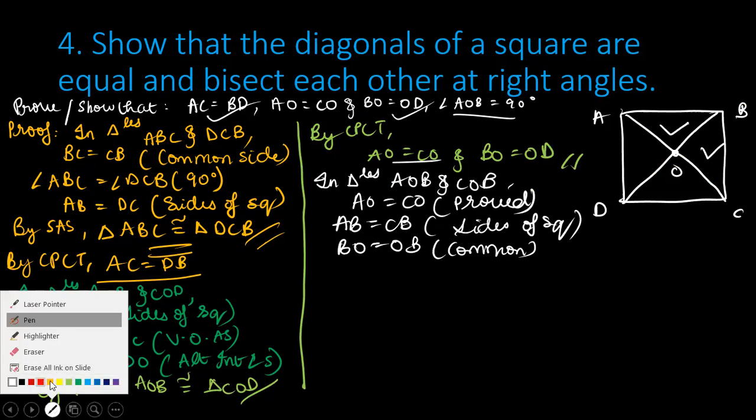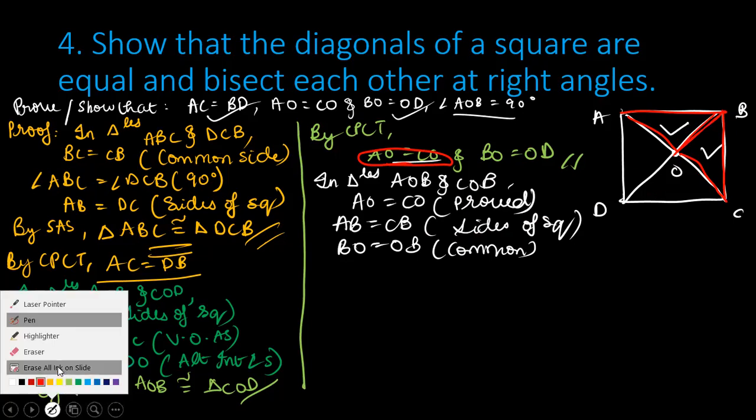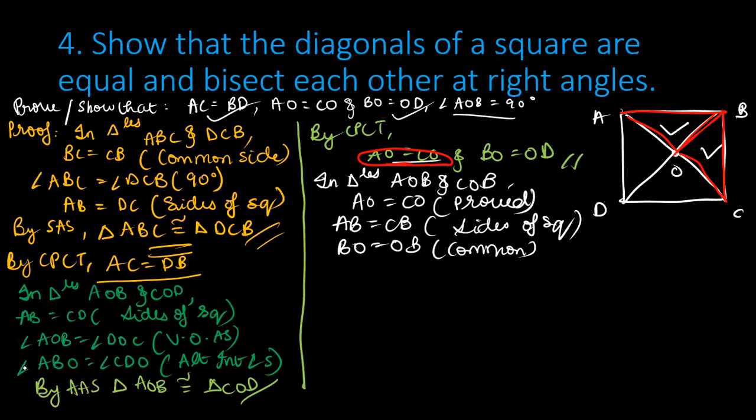Let me just again show to you by using another ink here. Now I said that AO is equal to OC because we just proved it here, right? We proved it here. Then also AB is equal to CB. Why? Because sides of the square are equal to each other, right? And also I said BO is equal to OB because they're common, isn't it? So that's how I said that these three are equal to each other.